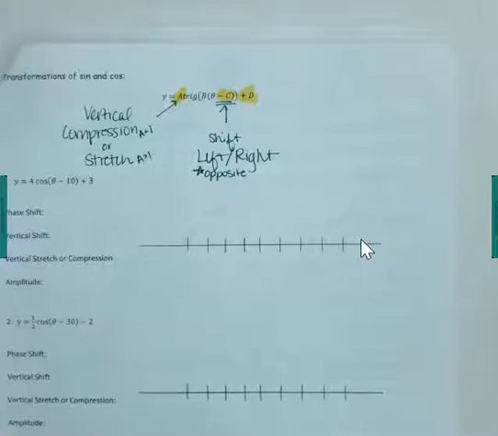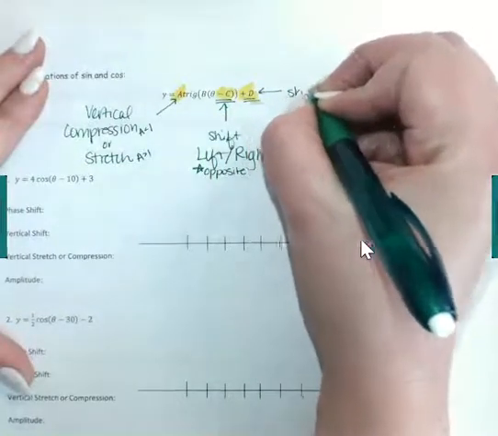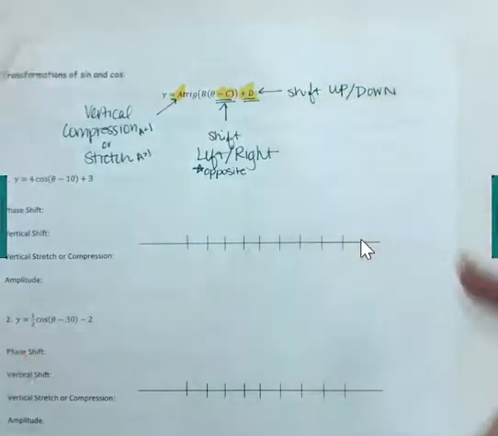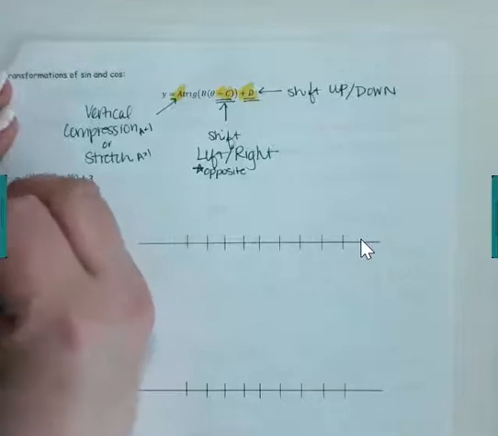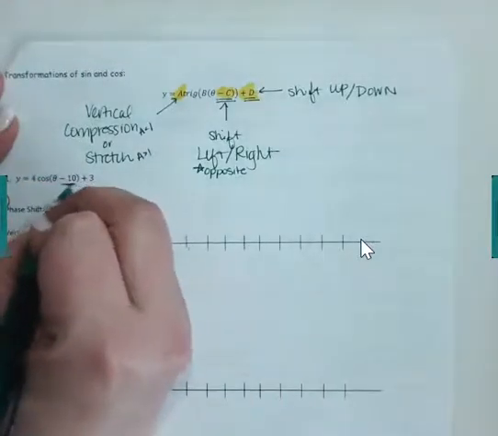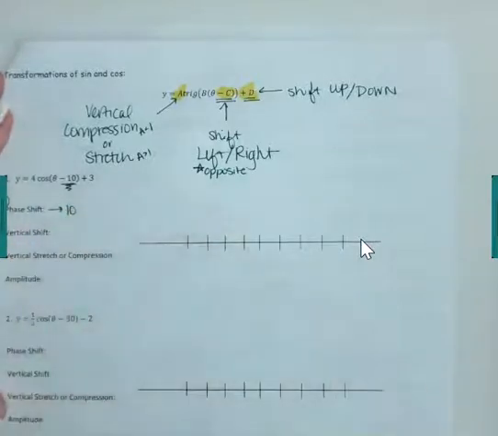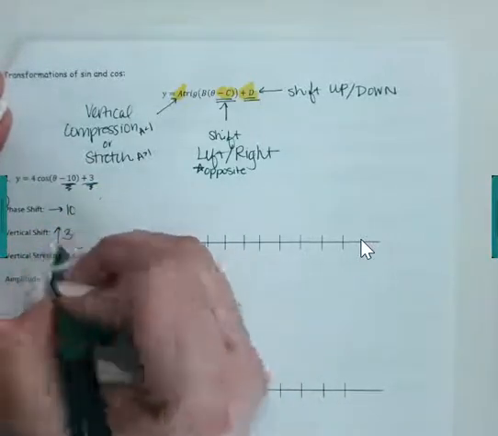Then the last number, D, do you remember what that one controls? Good. That is going to shift your graph up or down. But notice that that number is not in parentheses, so if it's plus, I go up. If it's minus, I go down. So, take a look at number 1. My phase shift is my x shift. I see a minus 10 in here. Which way am I going to shift my graph? To the right, 10. And then my vertical shift is this plus 3, which is going to be up 3.